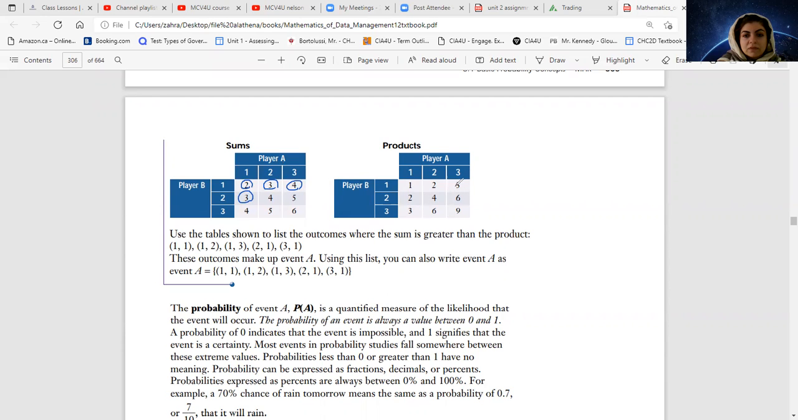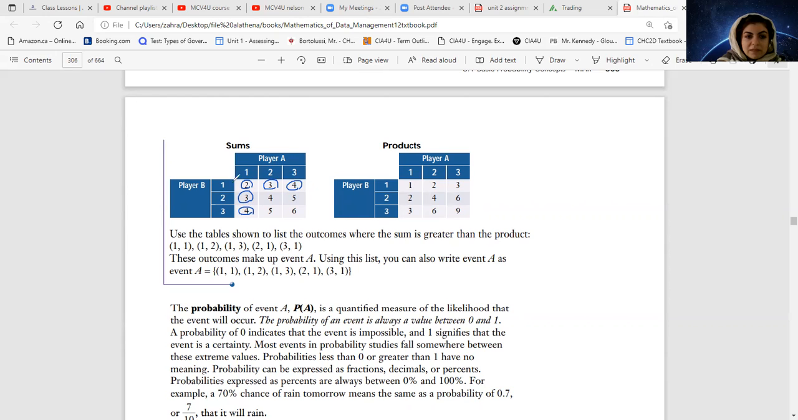5, 6. So here the product is bigger. 4, 3. Again, here the sum is greater than the product. 5, 6. So the product is bigger. And 6, 9. The product here is bigger. So totally 1, 2, 3, 4, 5 events where the sum is greater than the product.